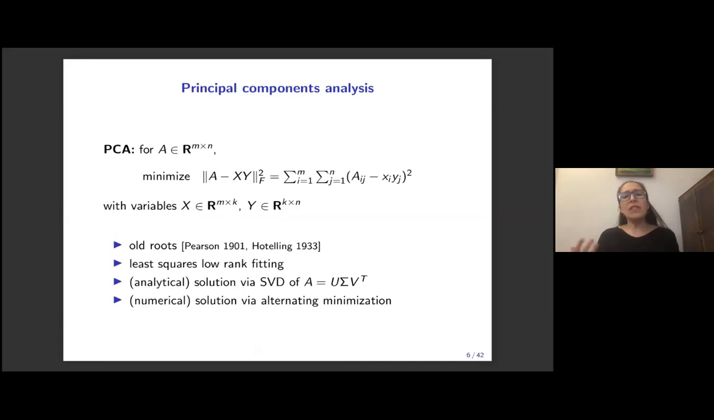Okay, so the simplest version of a low-rank model is one that probably most of you have heard of, which is principal components analysis. So principal components analysis looks like this. If A were a real valued matrix that were completely observed, PCA says, I want you to minimize the sum of squared errors between A and XY. Or we can write that entry-wise as A_ij minus x_i y_j.